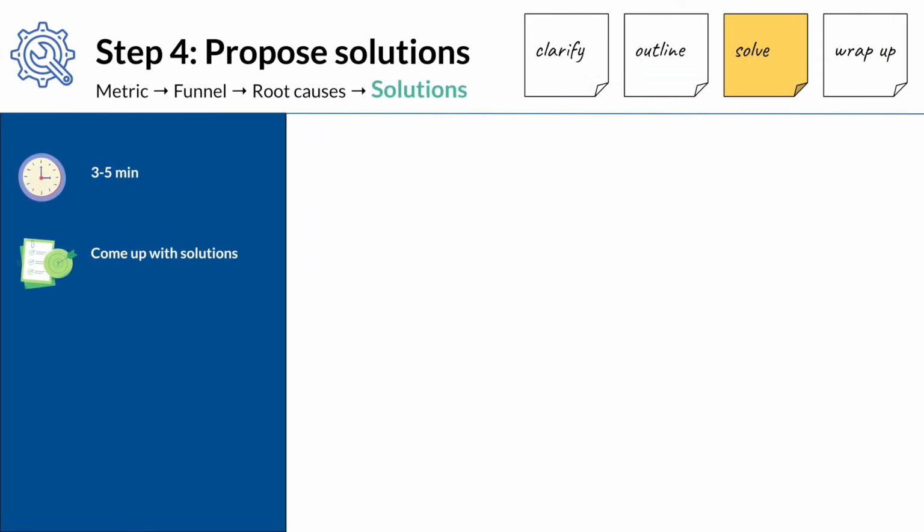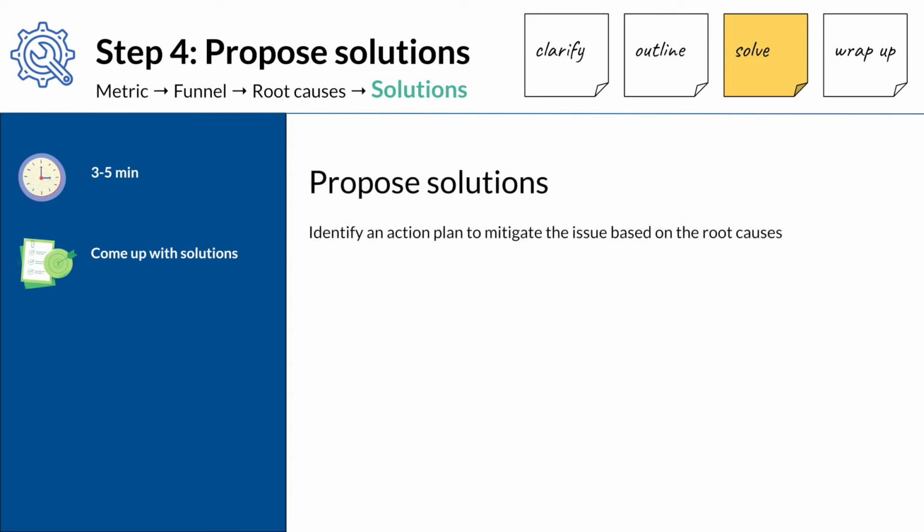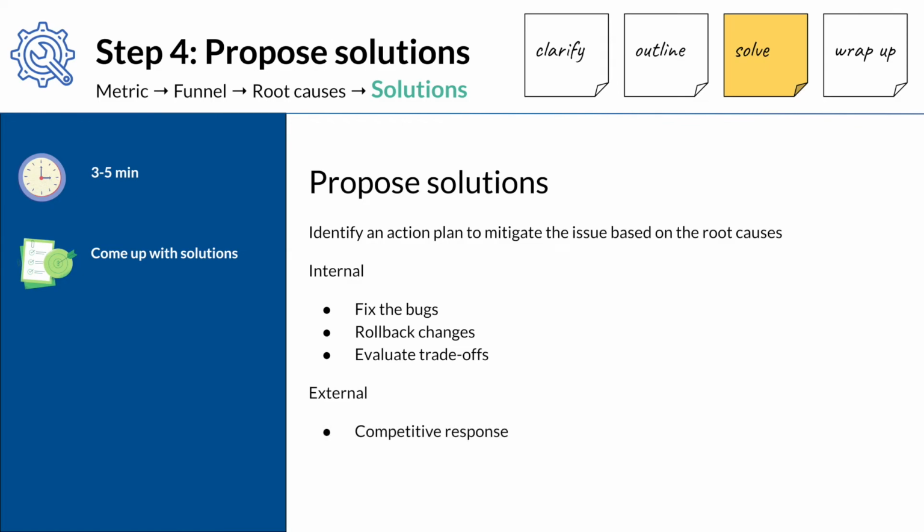The last step is to propose some mitigation. You are not expected to go deep into solutions here, but you should provide a high-level action plan to address the issue. Of course, it has to be specific to the problem, but there are some general steps that apply in many scenarios. A few common ideas for internal issues include fixing the bugs, rolling back the changes, or evaluating trade-offs and deciding if it's worth it, for example, if there is a cannibalization issue. Externally, we may need to come up with a response to competition, pivot to adapt to the changing market conditions and user behavior, or handle any pressing marketing and PR issues.